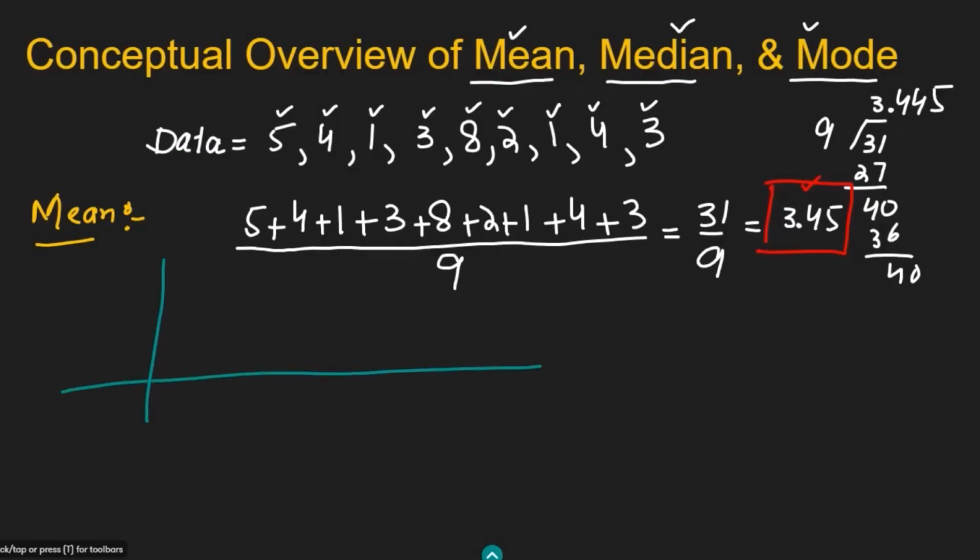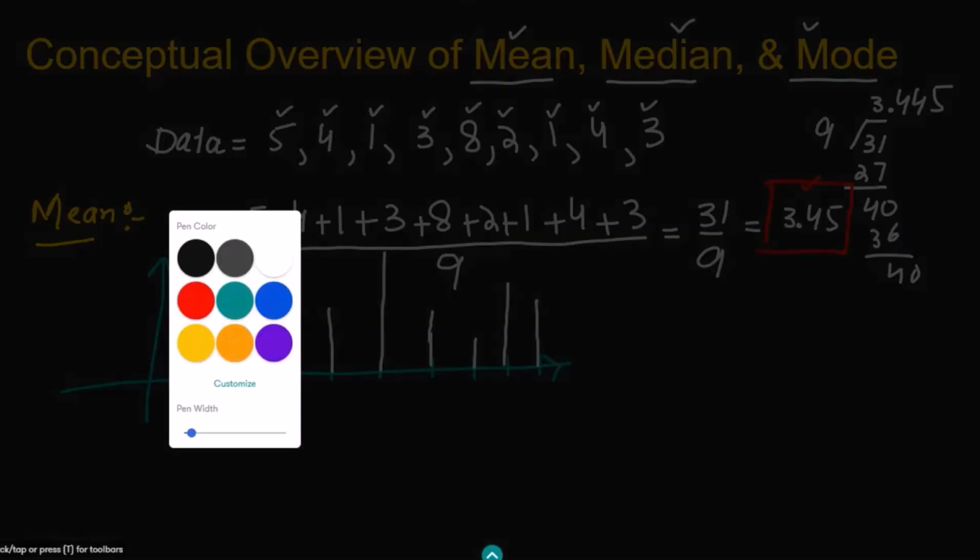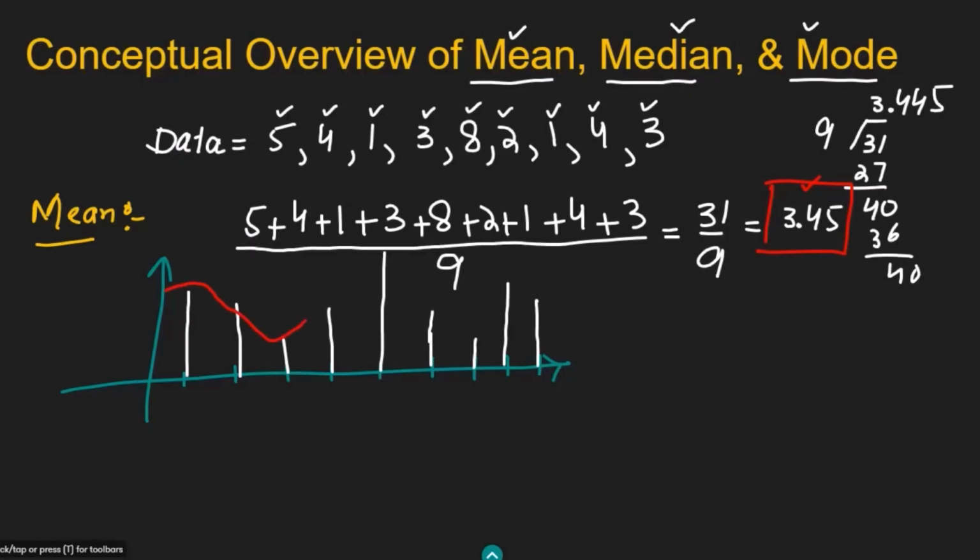So let me have these 9 numbers, 1 2 3 4 5 6 7 8 9, and the data points I have are 5, 4, 1, 3, 8, 2, 1, 4, and the last one is 3. So these are all the numbers which are distributed here. So this is the distribution of the numbers which I have.